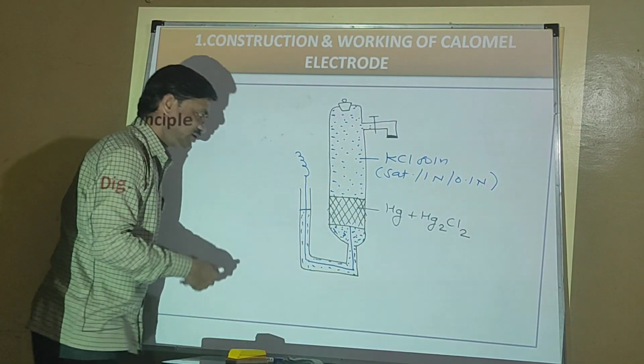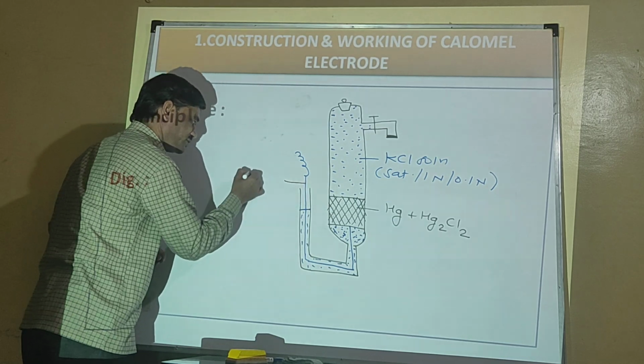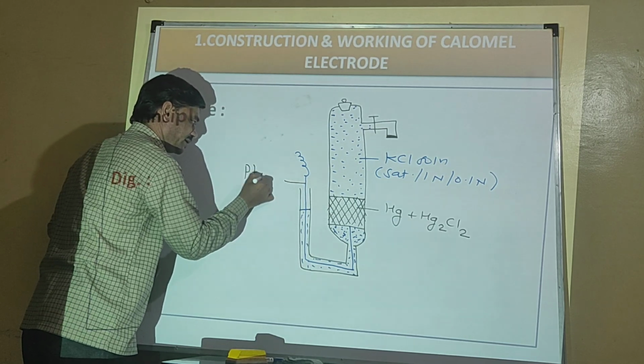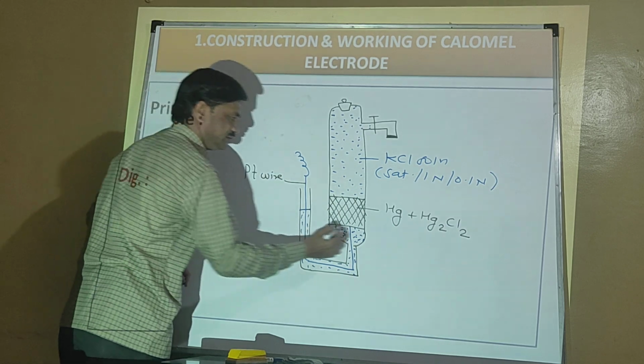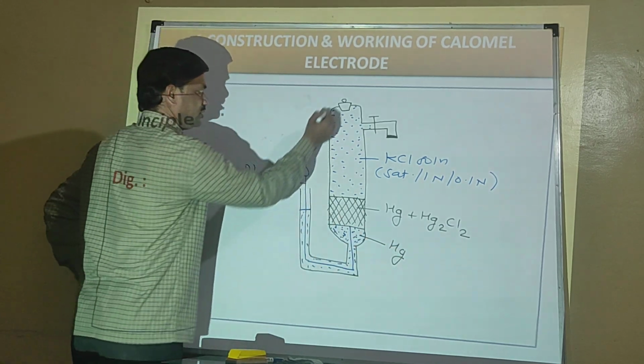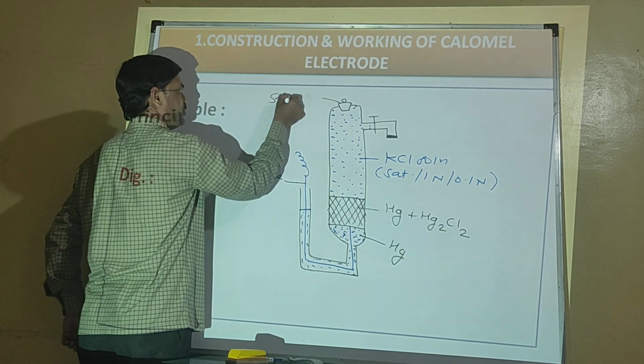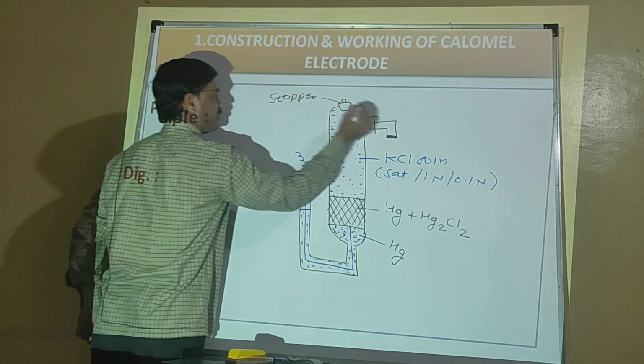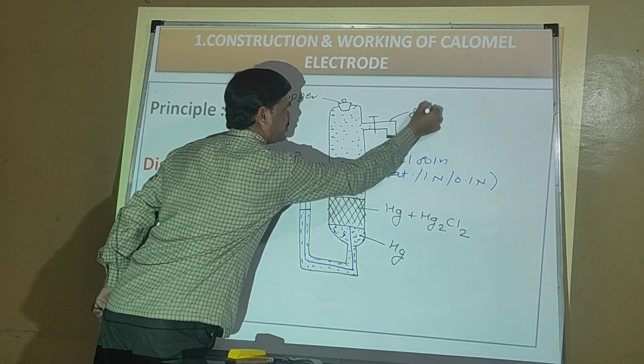What about this? This is platinum wire. It is used for making electrical contact. This is sealed using mercury. This is what? Stopper at the top. In addition to the stopper, what is provided here? Side arm.